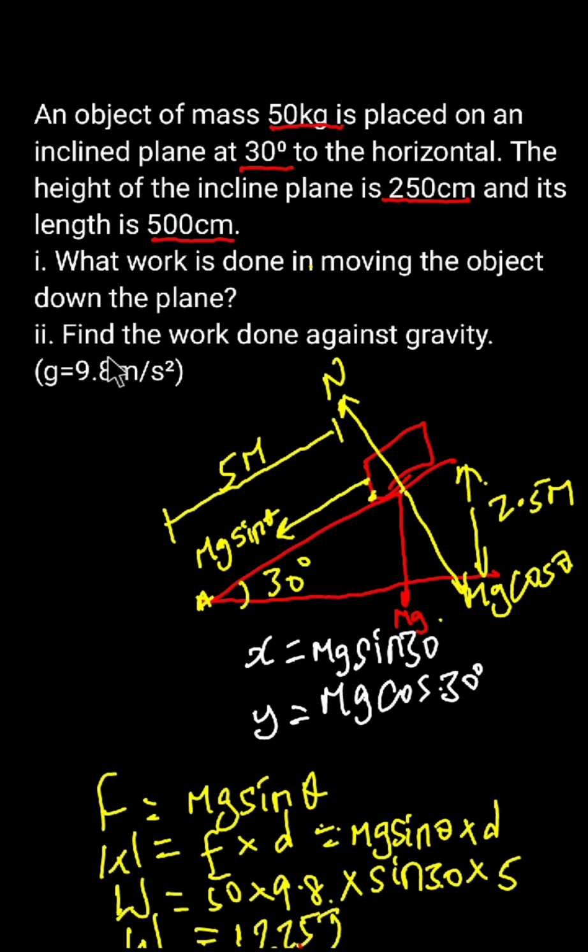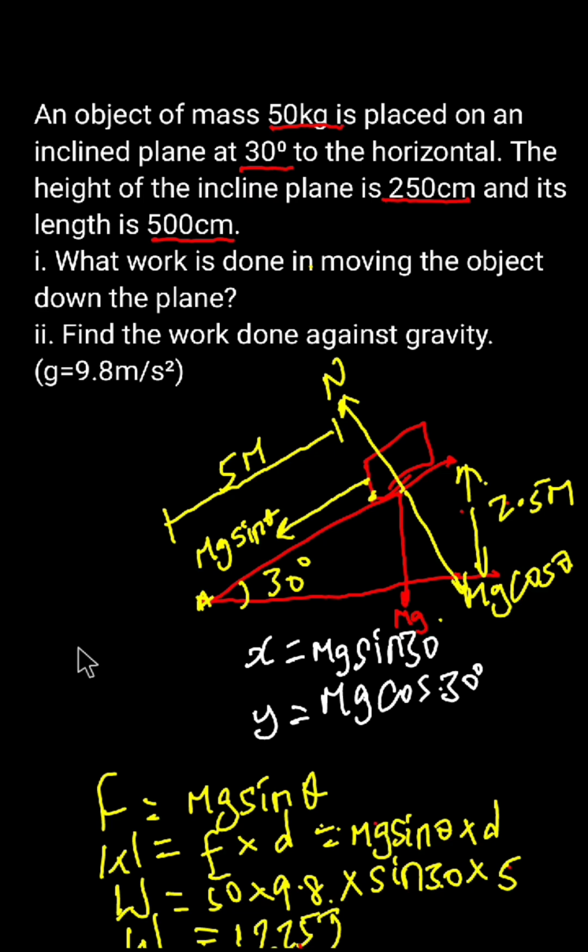So the second question said find the work done against gravity. Now gravity is associated with height, so we're going to find the work done in raising this object from this point A to this point B. So we're going to use this 2.5 meters, because the first time we used this 5 meters since it was required to find the work done in moving the object down the plane. Here we are going to use 2.5 because gravity is associated with height. So instead of writing 5 here, we're going to replace this 5 with 2.5.